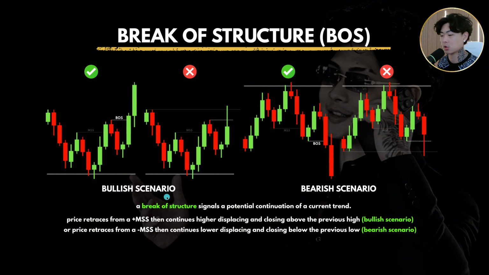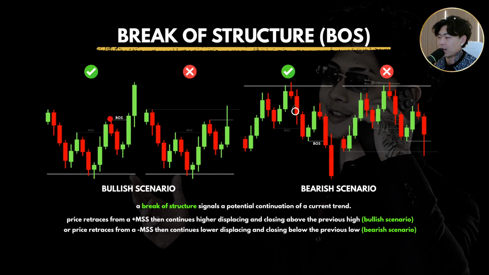So a break of structure signals a potential continuation of the current trend. Price retraces from a market structure shift, then continues higher, displacing and closing above the previous high. So that's our bullish scenario right here. We had the market structure shift already, left behind some fair value gaps and stuff, and we retraced, broke structure again to the upside. And we broke structure again to the upside, and we closed past that swing high.